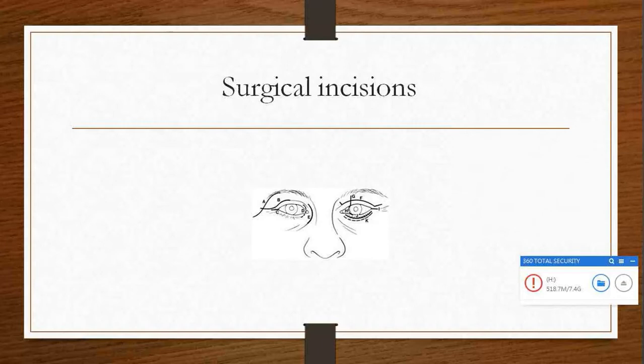So you can open the orbit. As I told you, the differentiating point, the surgical landmark between the lids and the orbit, is the septum orbitale. All the structures behind the septum orbitale are the contents of the orbit. Anterior to the septum orbitale are the contents of the lid. So you can approach the orbit by taking various incisions.